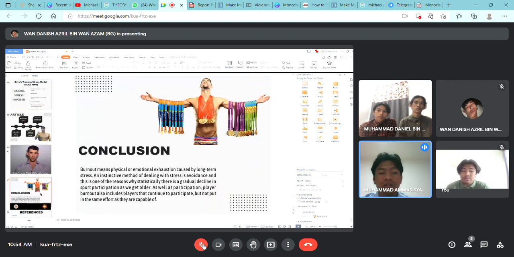So for the conclusion, burnout means physical or emotional exhaustion caused by long-term stress, and an instinctive method of dealing with stress is avoidance. This is one of the reasons why statistically there is a gradual decline in sport participation as we get older. Player burnout also includes players that continue to participate but do not put in the same effort as they are capable of. So what are our top tips to avoid player burnout and help players reach their potential?